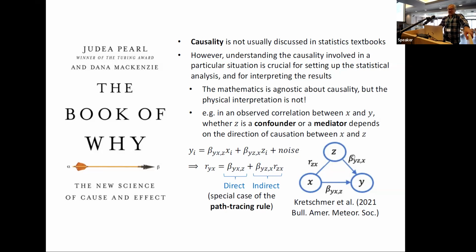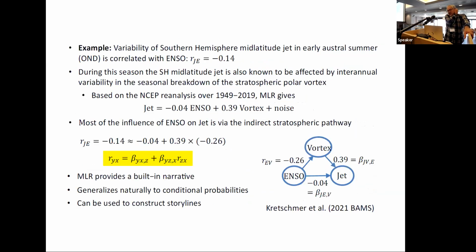z. And this is a special case of what's known as the path tracing rule, and of course it generalizes to nonlinear setups. Marlene Kretschmer led a paper that we published in BAMS that's really pedagogical on applying this to different teleconnections, just to try to get these concepts out there in the climate literature.